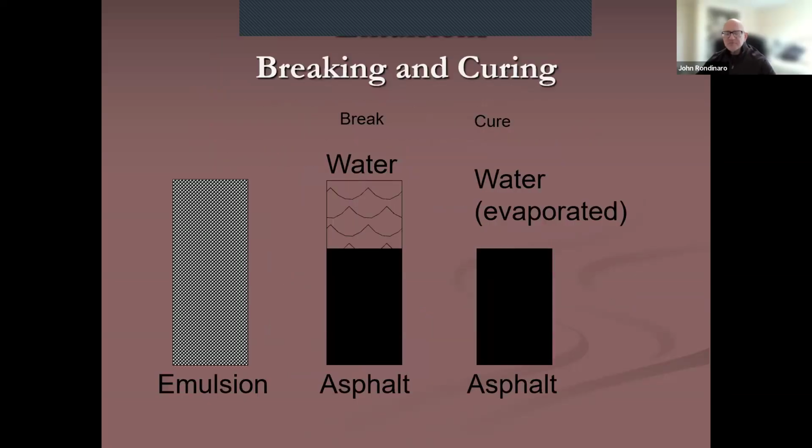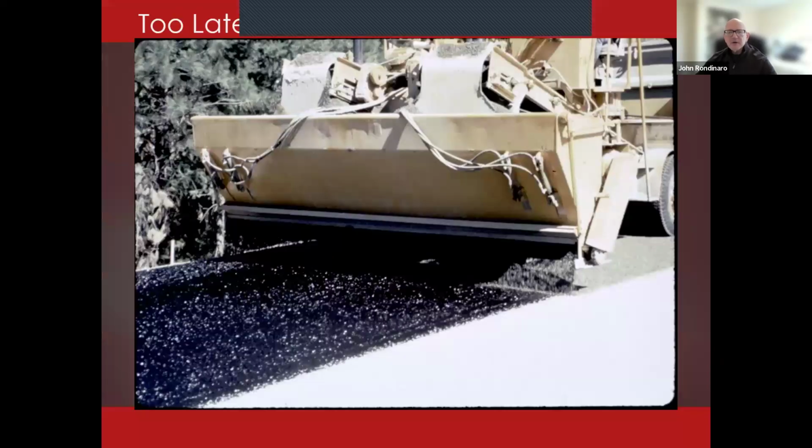And so this is just a diagram to show the same thing. You've got that blended emulsion, the liquid asphalt blended with the water. Once it breaks, you've separated the water from the asphalt, and that means you're no longer able to coat or adhere to that aggregate. And then once it's cured, that means that water's been evaporated away. And so if your liquid asphalt's looking like this during your process, your aggregate's not going to stick.